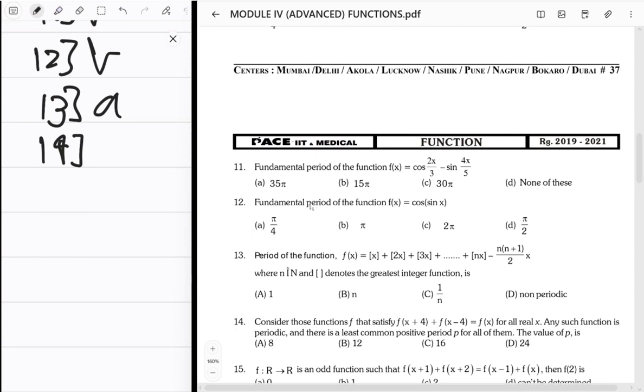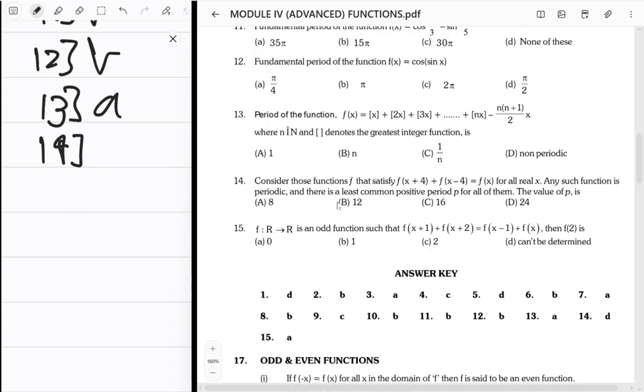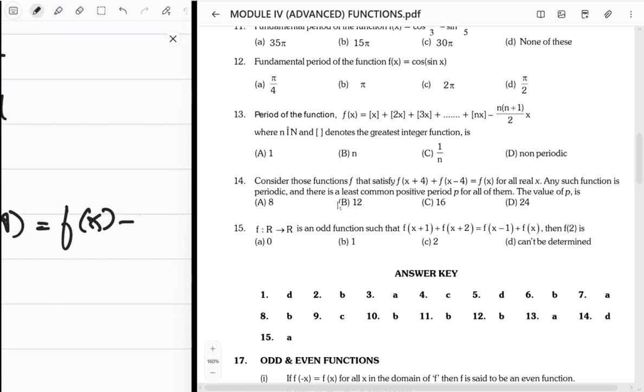Okay, 14th. Consider those functions f that satisfy f of x plus 4 plus f of x minus 4 is equal to f of x for all real x. Any such function is periodic, and there's a least common positive period p for all of them. The value of p is, oh, that's weird. So f of x plus 4 plus f of x minus 4 is equal to f of x. Interesting. That's like saying f of x plus 4 is equal to f of x minus f of x minus 4.